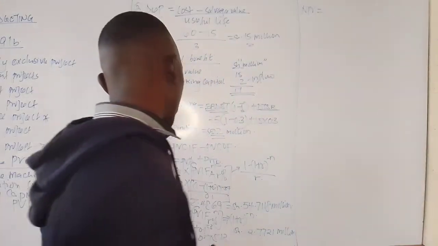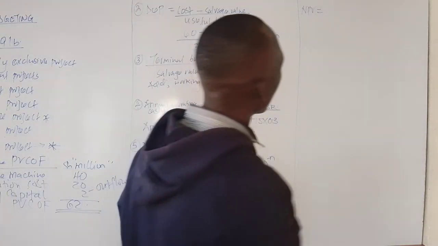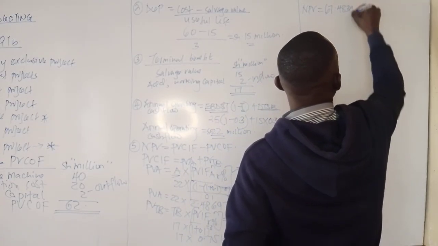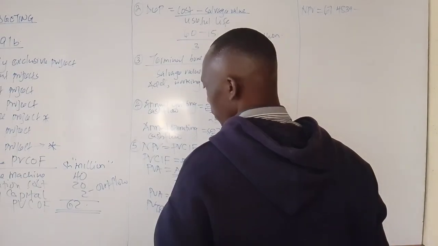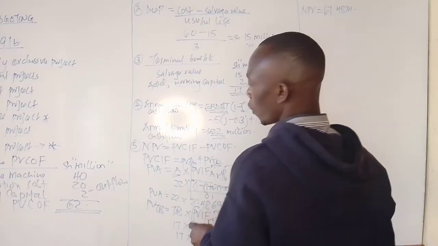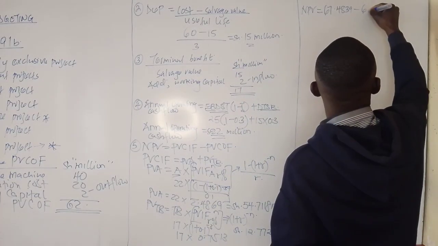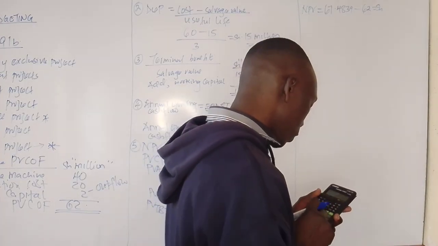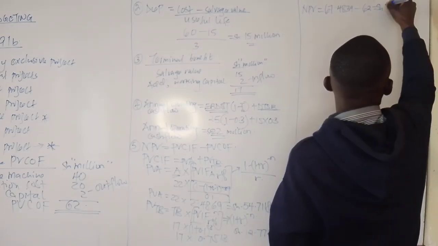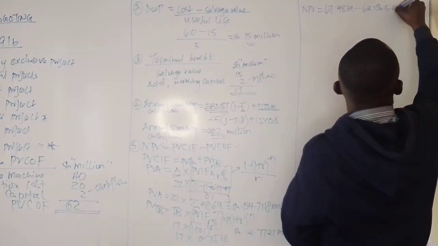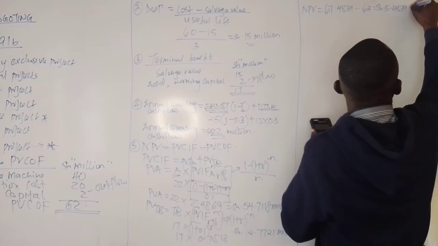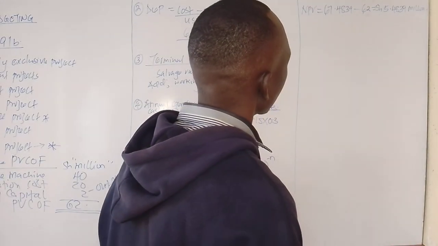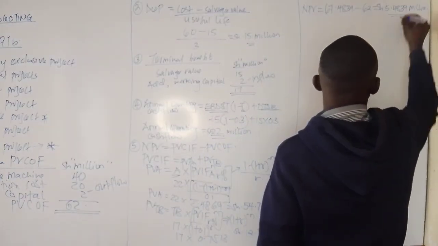NPV, we have said the net present value is present value of cash inflow. So we will take 67.4839. Then we subtract the outflow. Our outflow was how much? It was 62. So therefore, our NPV will be 67.4839 minus 62. Our NPV will be shillings 5.4839 million. So this is our NPV.